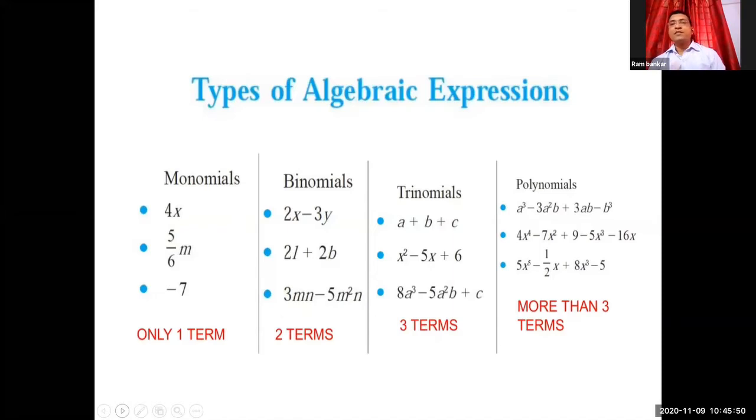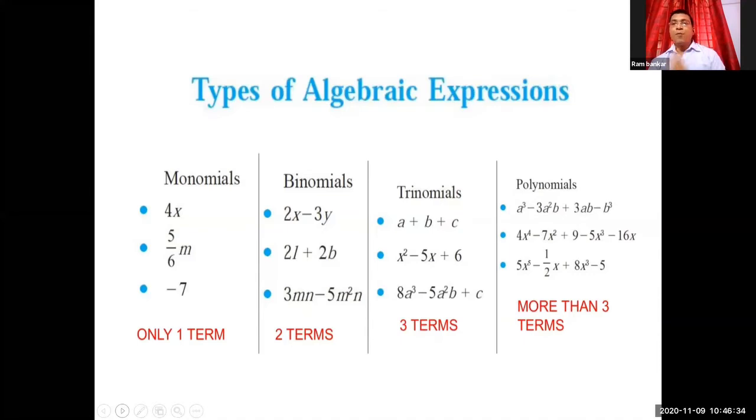Look at the trinomials. Tri means three. There are three terms given in the trinomials. Okay. Look at the first example of trinomial, a plus b plus c. Three terms given. Second example, x square minus 5x plus 6. Three terms are given. Look at the third example, 8a cube minus 5a square b plus c. How many terms are there? Yes, three terms are there. So it is trinomial.